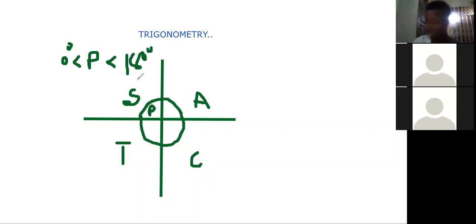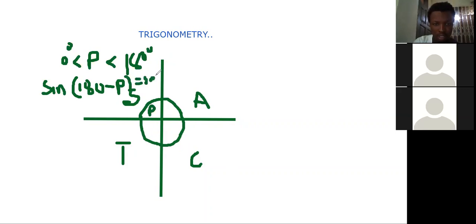Now, having this, since we know that every sine value here is positive, we can confidently say we have a formula for it. There's no memorizing, just understand it. You don't even need to quote all these things, but I just want you to understand. Sine of (180 minus P) should be equal to sine P.